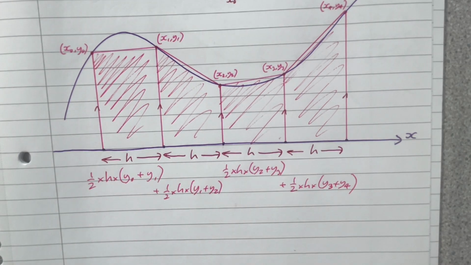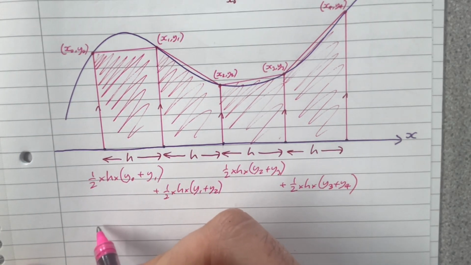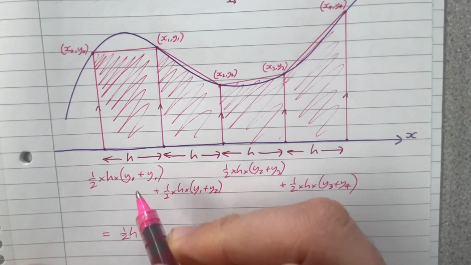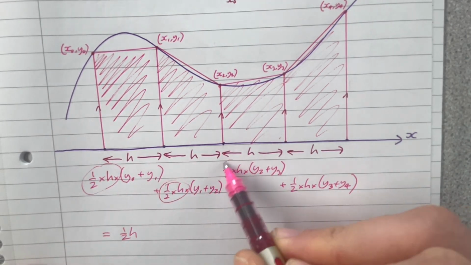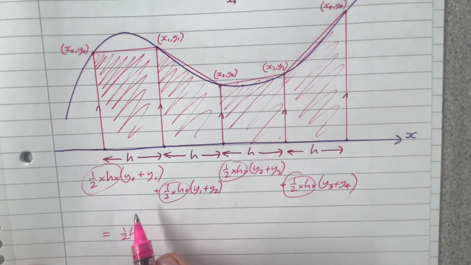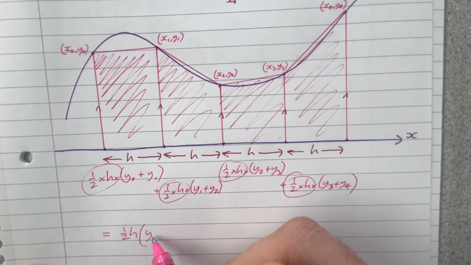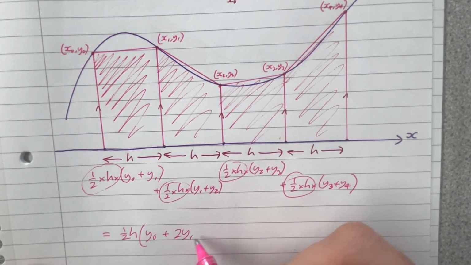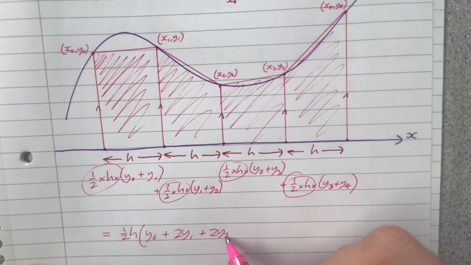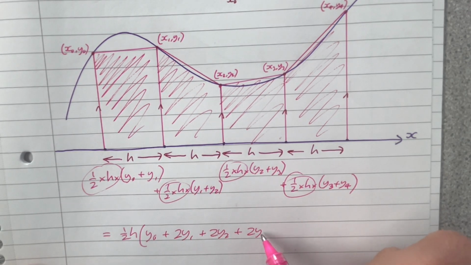Now if we add all of those trapezia together, we can factorise out the half h, because that is common to all of them, half h, half h, half h, half h. And then in the bracket we're going to have y0 plus 2y1 plus 2y2 plus 2y3 plus y4.